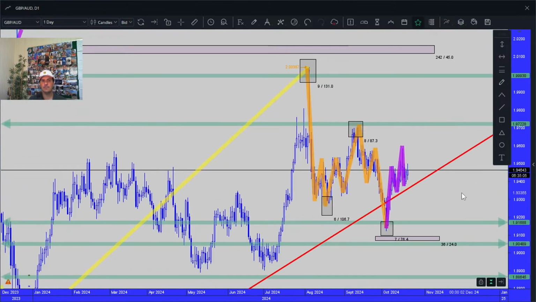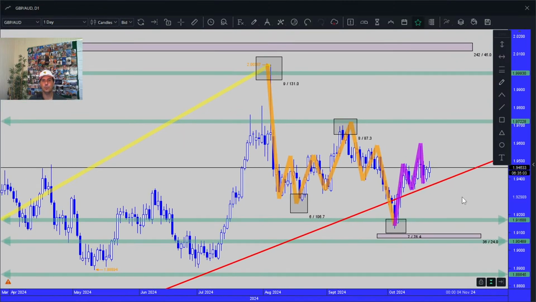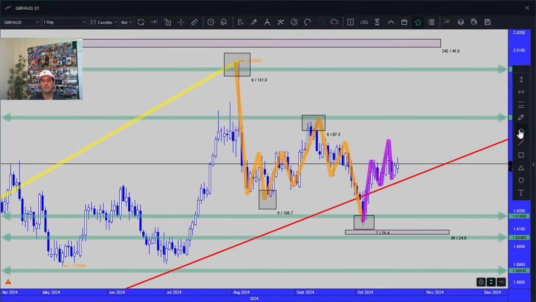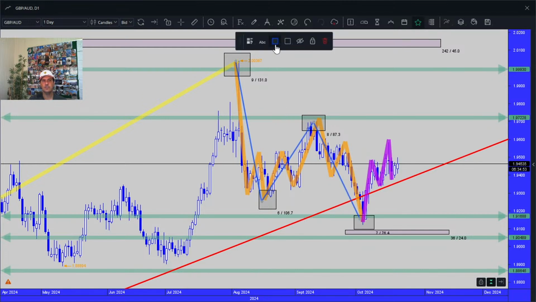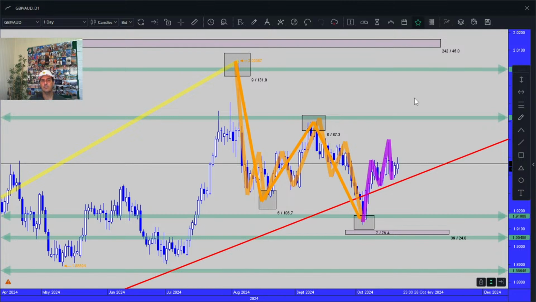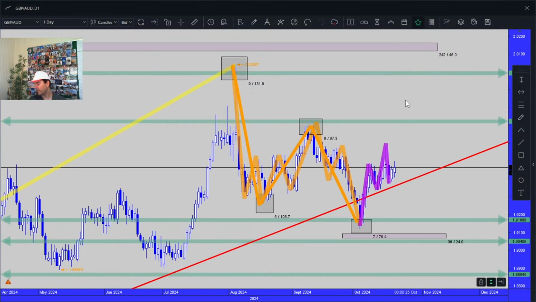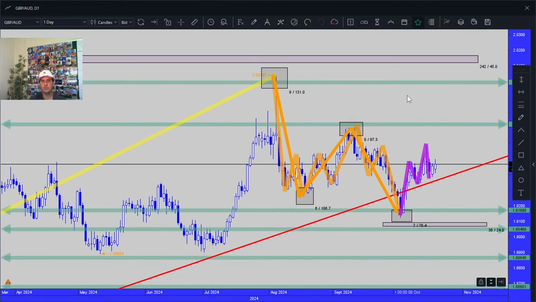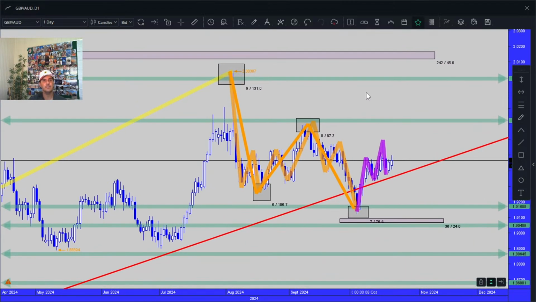Back to Sam. Everybody, what do you think? Is the orange trend still in place? Is the orange downtrend still in place, everybody? Type in the chat, yes or no. Is the orange downtrend still in place?